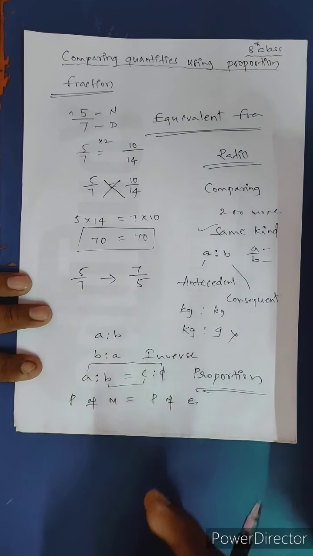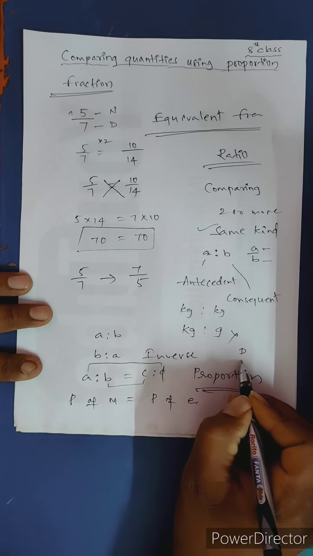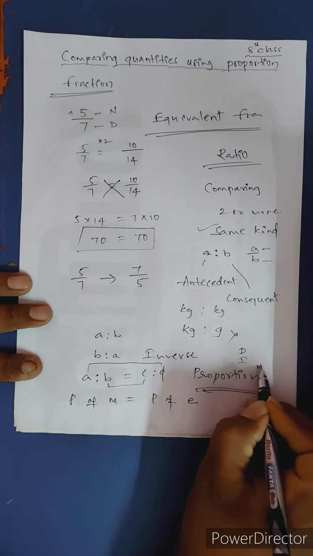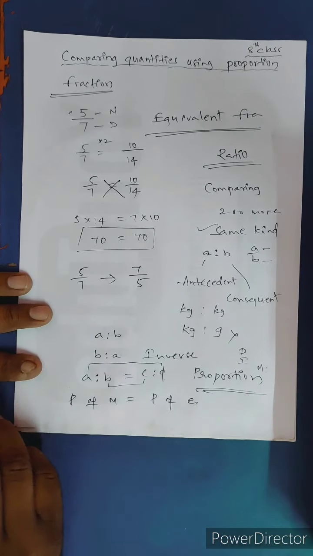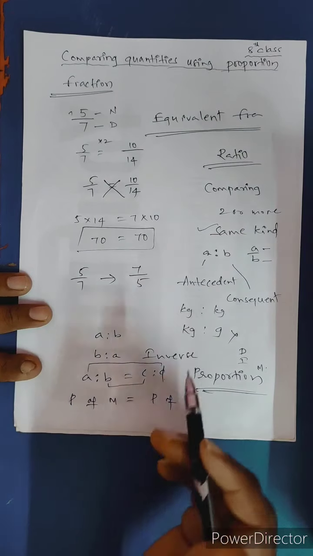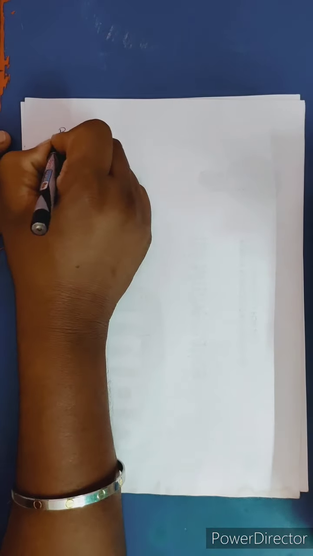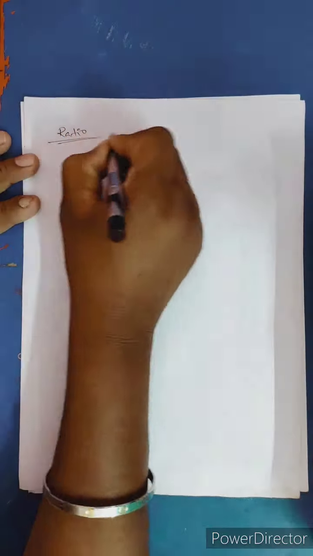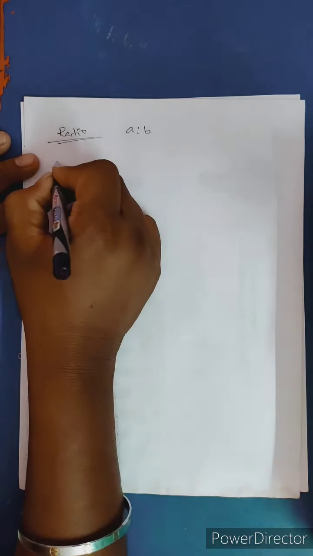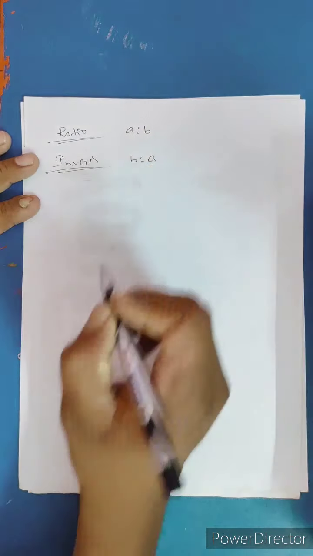Proportions also have some types: direct proportion, inverse proportion, mixed proportion. In ratios also: ratio, inverse ratio, compound ratio. I will explain. Ratio: A is to B ratio. Inverse ratio: B is to A inverse ratio.